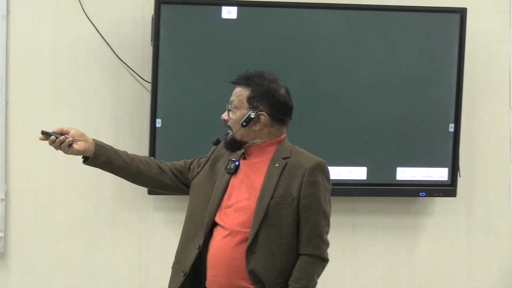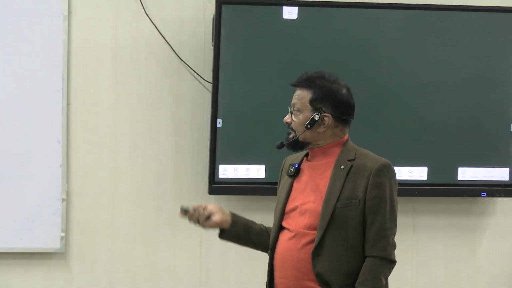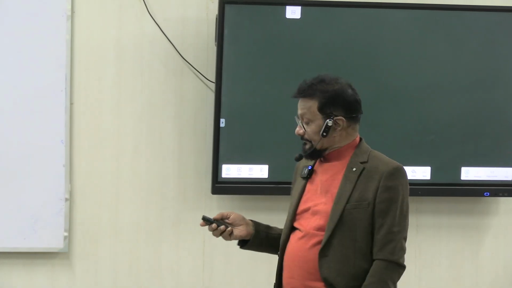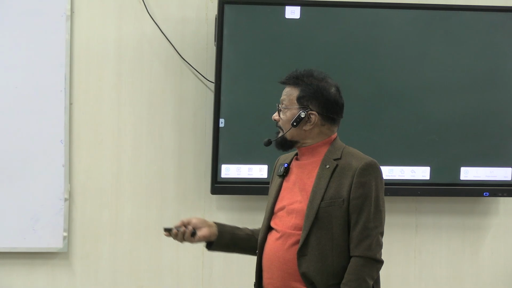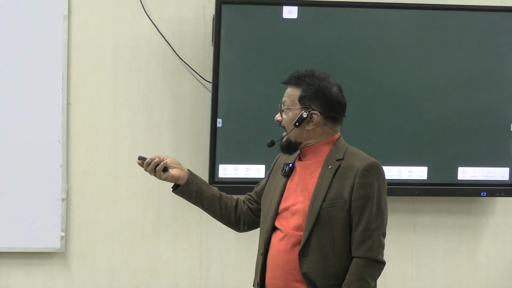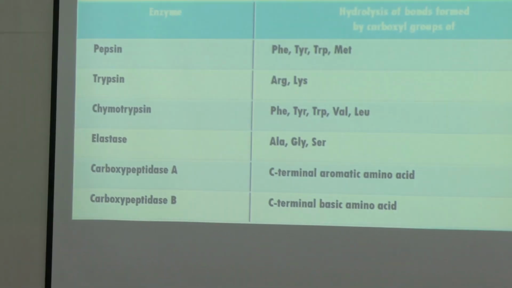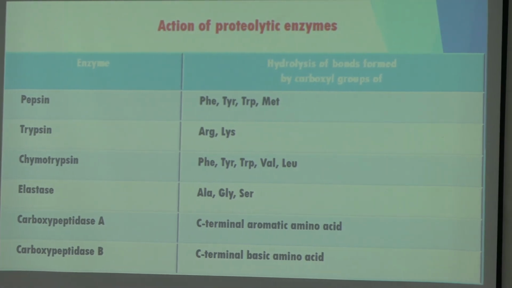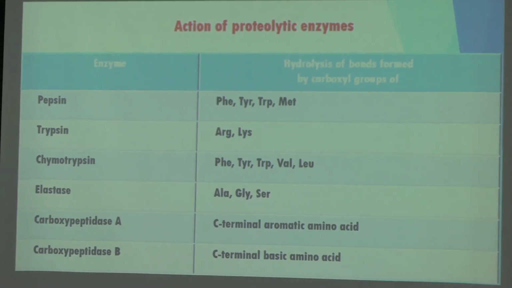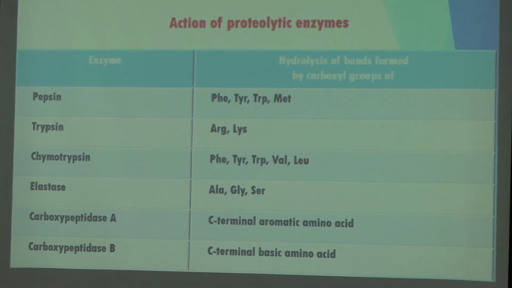See, this way, elastase acts on alanine, glycine, serine. Okay? Carboxypeptidase has two types, A and B. Carboxypeptidase B acts on a terminal basic amino acid. If the terminal amino acid is basic, then it will be broken by carboxypeptidase B, and A will break the terminal aromatic amino acids.